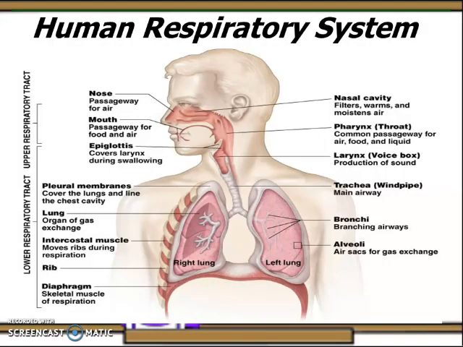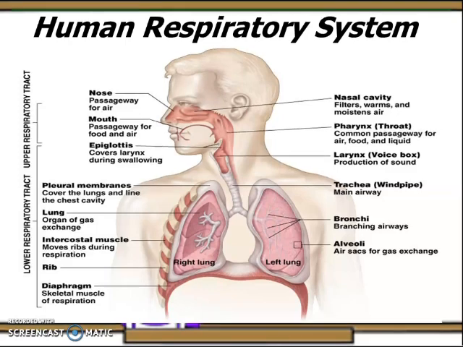The organs of the respiratory tract can be divided into two groups structurally, the upper respiratory tract and the lower respiratory tract. The upper respiratory tract consists of the nose, nasal cavities, pharynx, and larynx. And the lower respiratory tract is composed of the trachea, bronchi, and bronchioles.